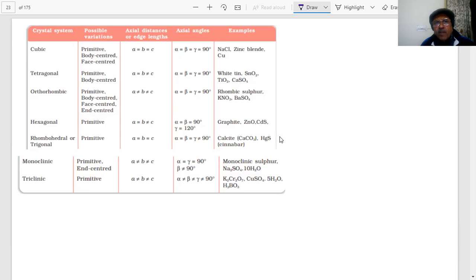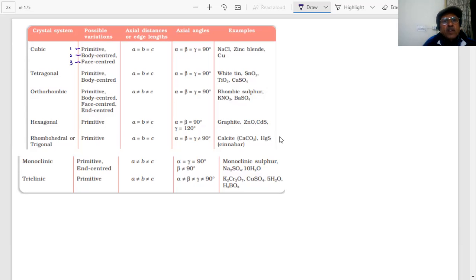Experimentally, they find out their unit cell structures. Okay. And in the cubic, students, what are the possible variations? As the first thing here, I have written cubic. In the cubic, students, we have primitive, body centered, and face centered. So how many do you have? One, two, and three possibilities.